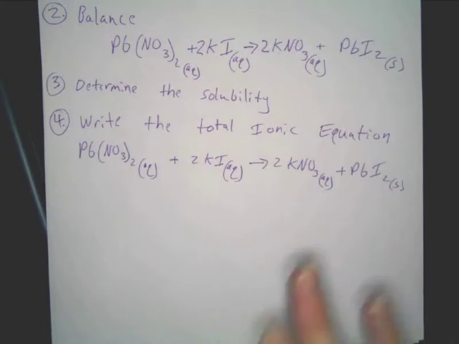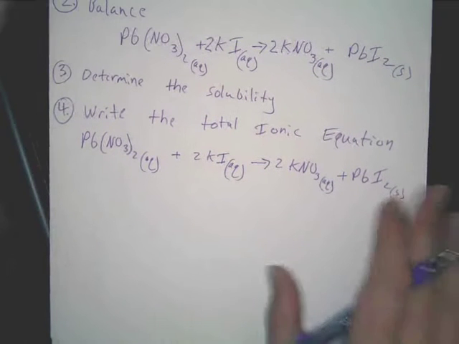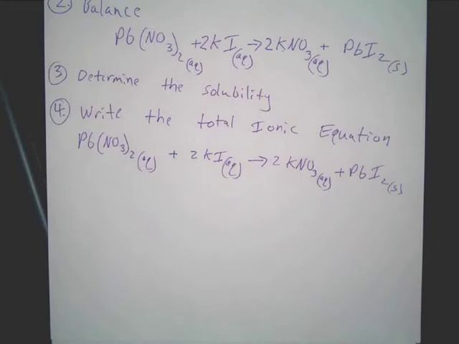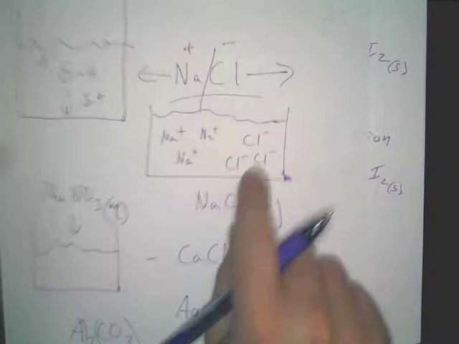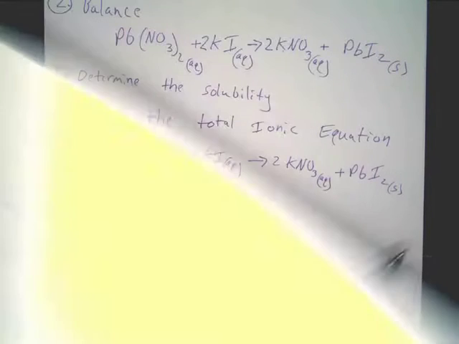So, write the total ionic equation from this. Now, the way it works, if something is aqueous, it will dissolve in solution. That means it will split apart, and you will have free ions floating in solution here, like we've been talking about.